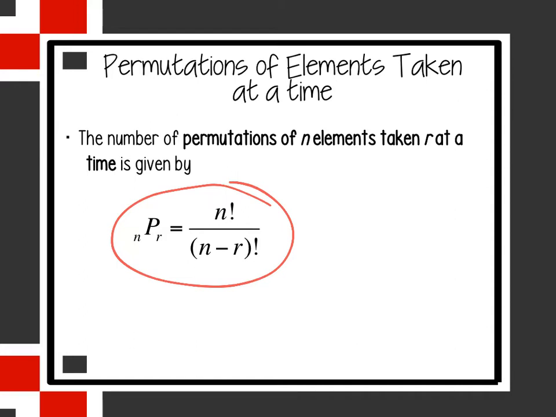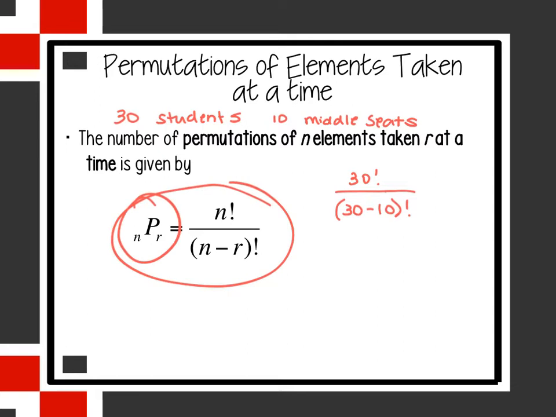So if I have 30 total students, and I want to fill the 10 middle seats in the room, how many ways can I fill those 10 seats? This would be 30 factorial over 30 minus 10 factorial. A lot of calculators also have the nPr. So if you looked at that same menu on a graphing calculator, it has nCr and nPr, okay? Which is the binomial coefficient, but also we're gonna see it with combinations.